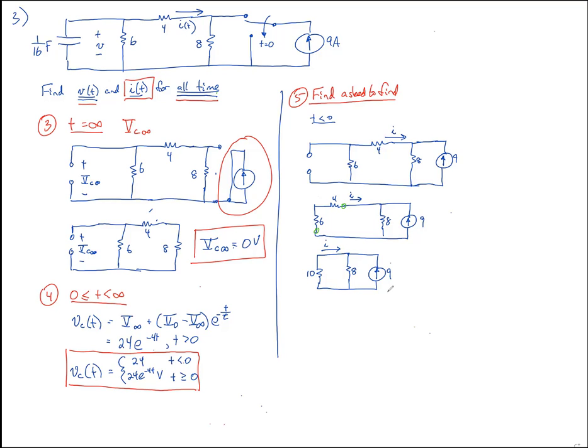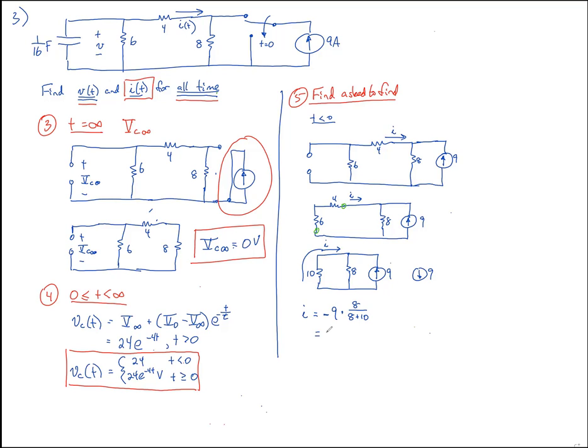This is just our current divider. And our current divider says that the current I is equal to our source times, let's see, I is through this 10 ohm, right? So it's times the opposite one in the numerator over the sum. And this current is trying to force current in the opposite direction, this current source. So there's a minus sign in front of it. If this current source was going down, if it looked like that, then I would be equal to positive 9. But since it's forcing it the opposite way, there's a minus sign.